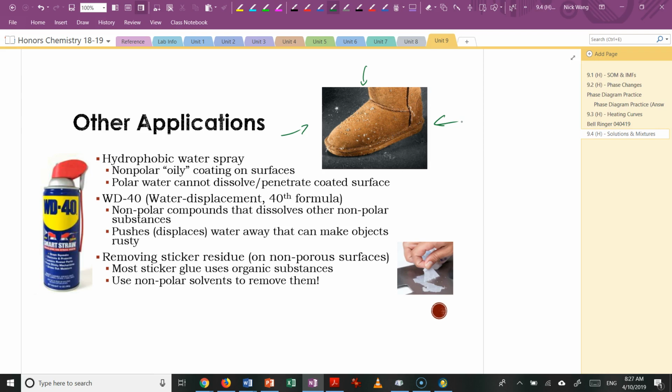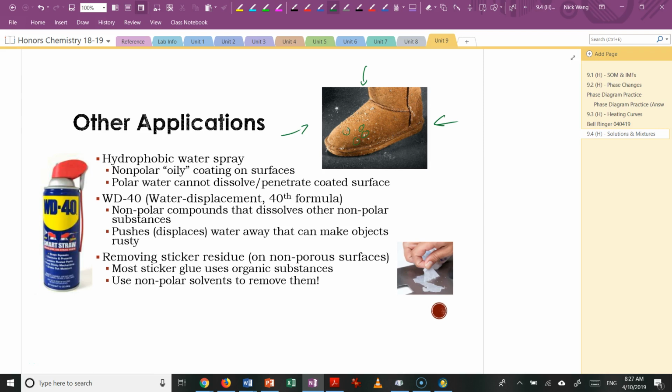And so polar water, you can see the little droplets here, all that polar water, or more appropriately, water that has polar properties, can't really dissolve or penetrate that surface. So it actually protects the leather, or whatever fabric is protected by that layer of oily coating.